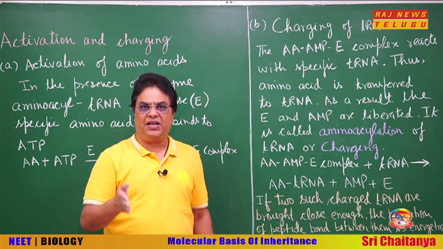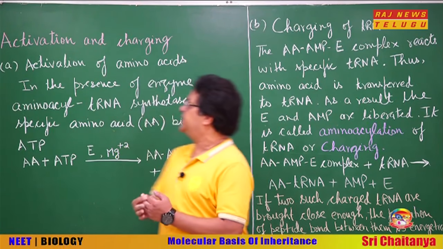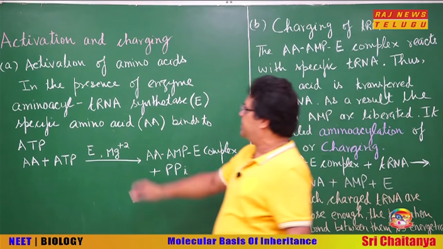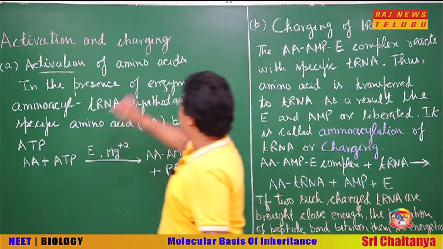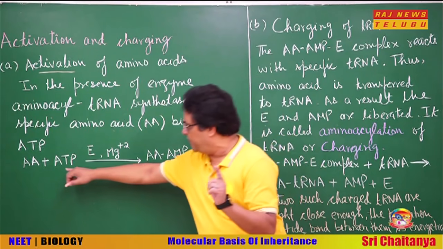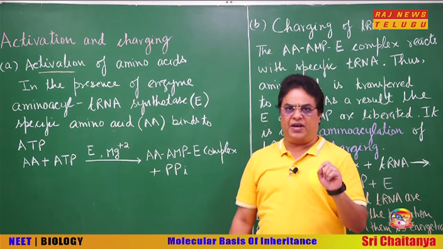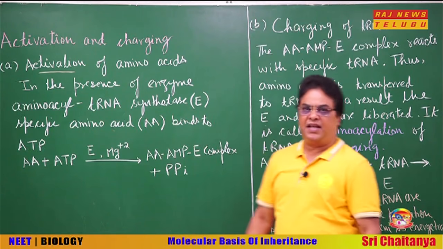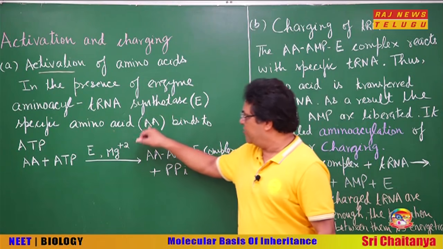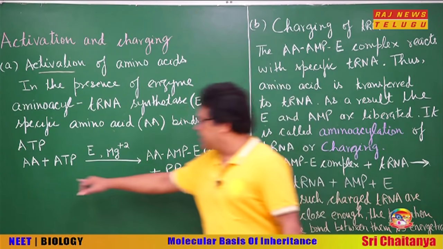So, first of all, the amino acid is attached to the tRNA, and this process is called activation and charging. It involves 2 steps. First, activation of amino acid. This is done with the help of ATP and a specific enzyme called amino acyl tRNA synthetase. Henceforth, we will refer to it as capital E. And the amino acid we will refer to as capital A. Okay. So, first of all, what is done?